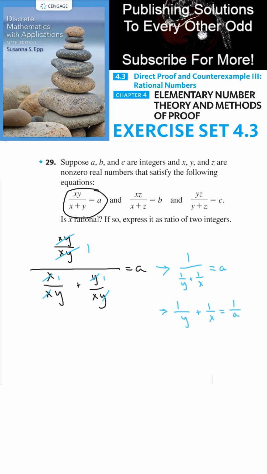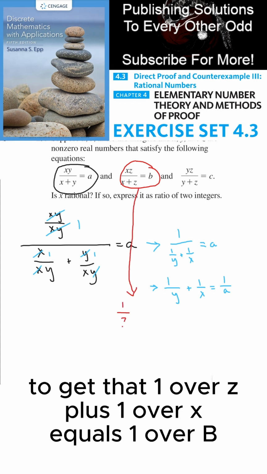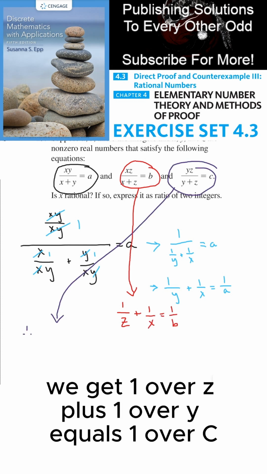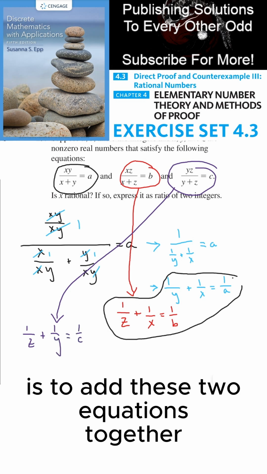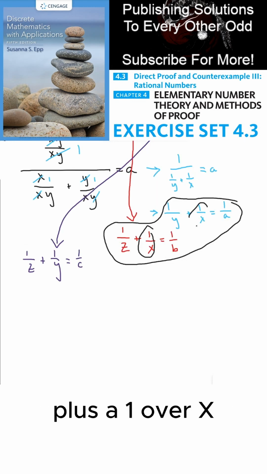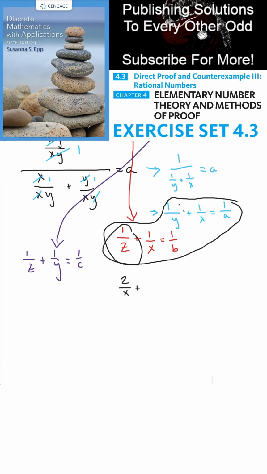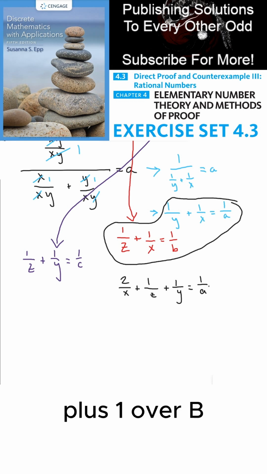1 over a. We can apply the same trick to the second equation to get that 1 over z plus 1 over x equals 1 over b. And with the third equation, we get 1 over z plus 1 over y equals 1 over c. So now the next trick is to add these two equations together. So on the left-hand side, we have a 1 over x plus a 1 over x, which is 2 over x, and then plus 1 over z and 1 over y. And on the right-hand side, we have 1 over a plus 1 over b.